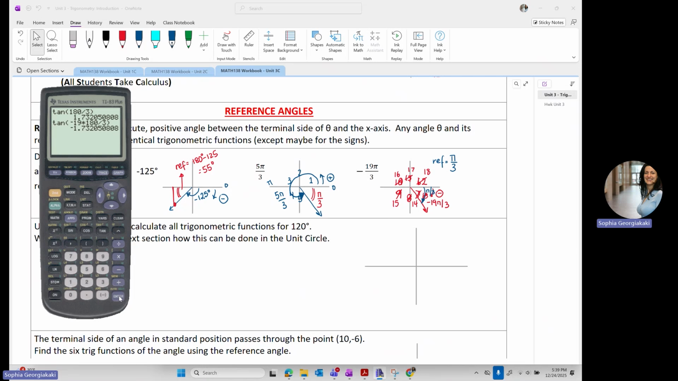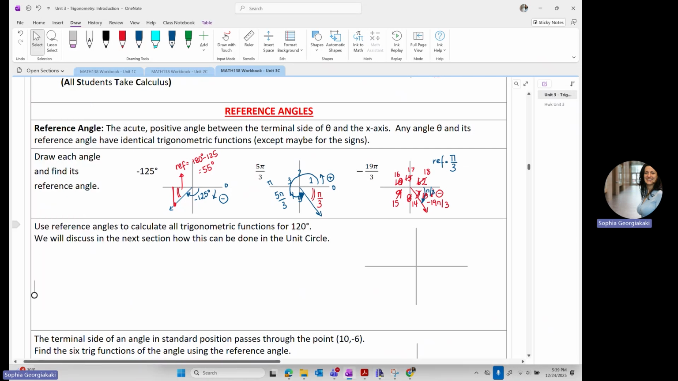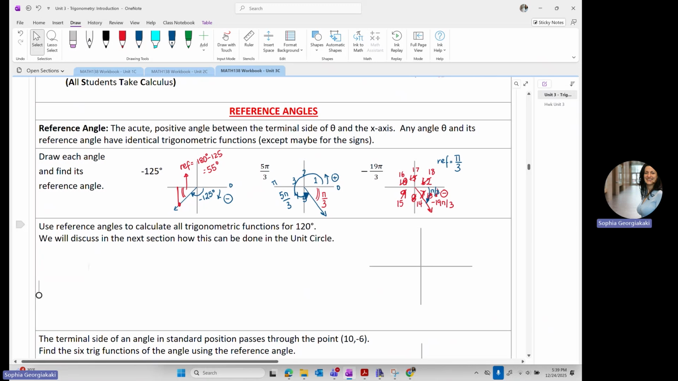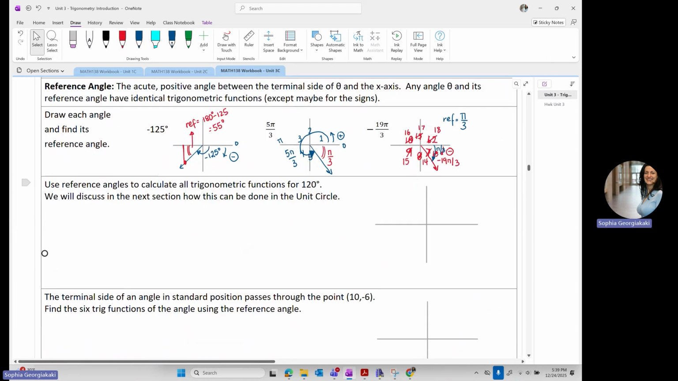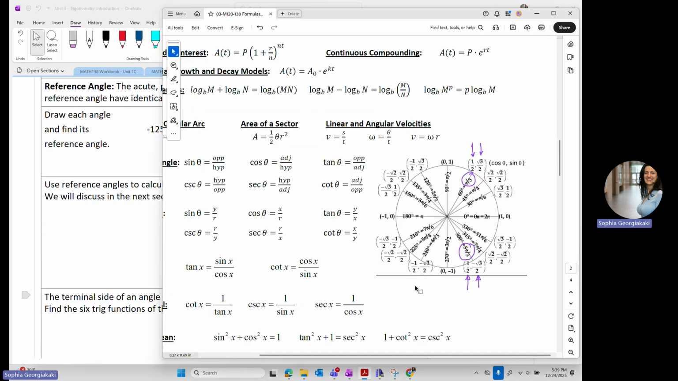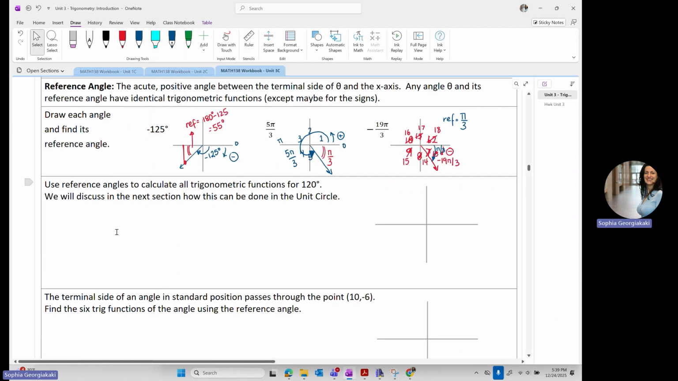So again, I'm expecting the reference angle to have identical trigonometric functions with the regular angle, except maybe for the signs. So I'm going to use reference angles to calculate all trigonometric functions for 120. And of course, this is an example that is in our notes. However, we do have our formula packet, and the formula packet contains the angle of 120 degrees. So I don't really have to use reference angles for that, but it's a good practice.